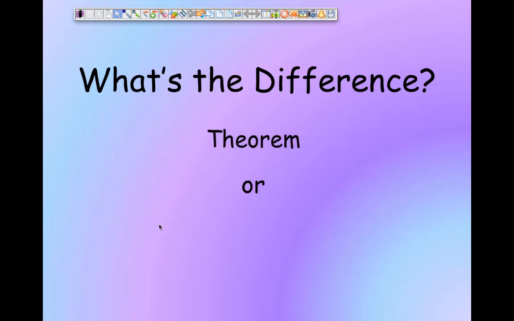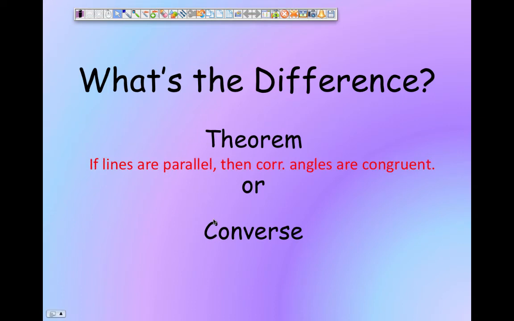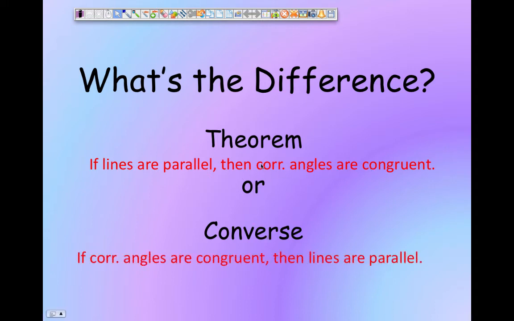What's the difference between the theorem and the converse? Look at this theorem. If lines are parallel, then corresponding angles are congruent. Think in your mind, what would the converse say? It would go backwards. If corresponding angles are congruent, then the lines are parallel. You don't have to write this down. This is just something to look at and think about.